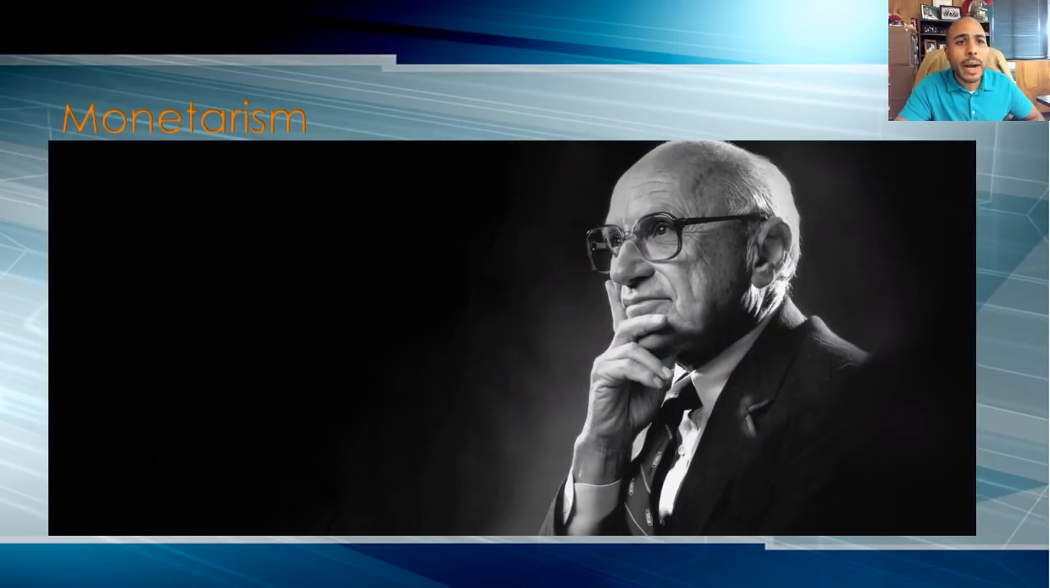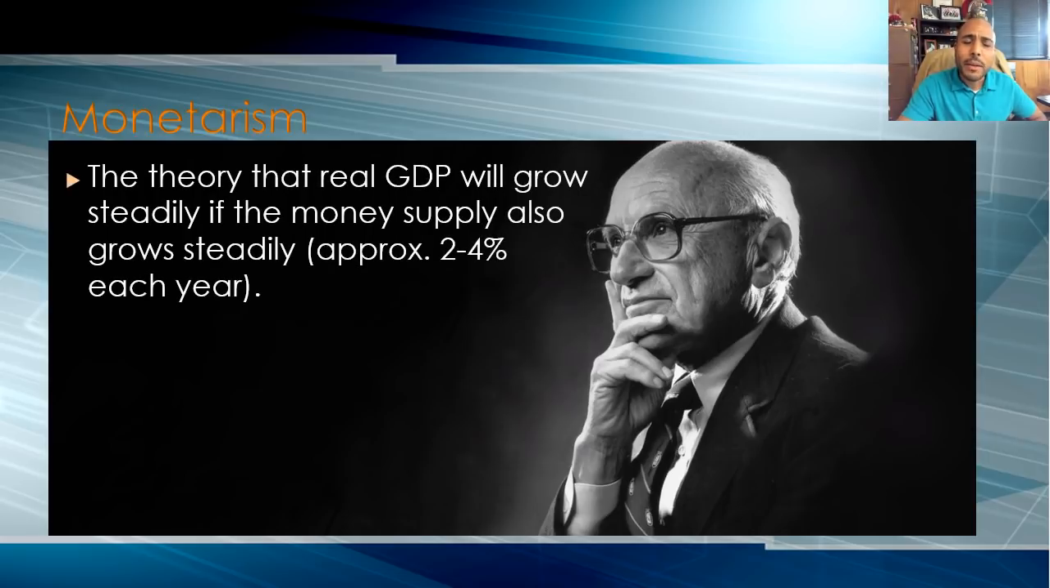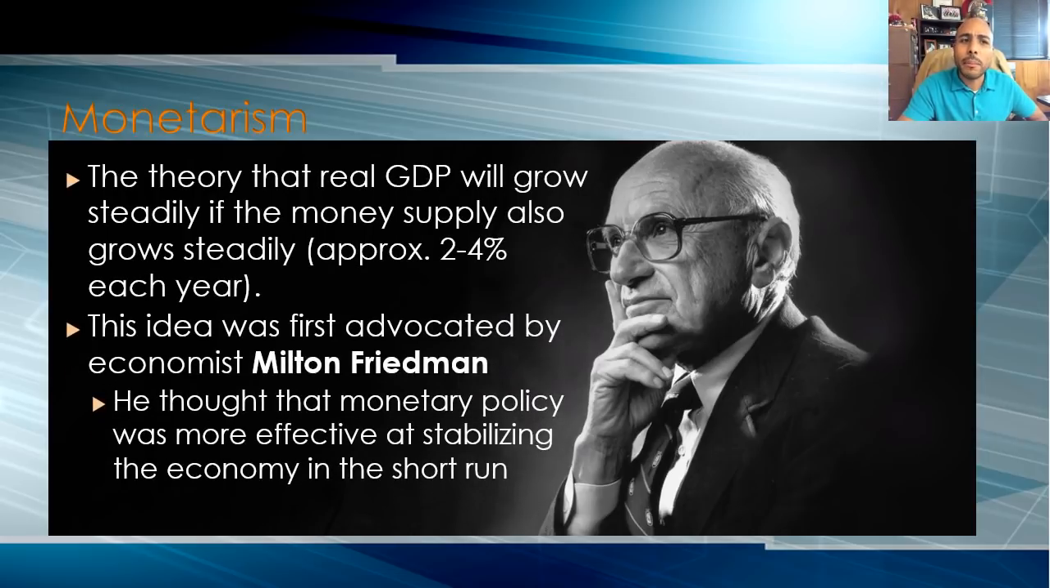All right, now monetarism. Monetarism was invented by this handsome dude, Milton Friedman. Monetarism is the idea that the money supply should grow in proportion to real GDP. So if the money supply grows steadily, then real GDP will also grow steadily. Friedman thought a good rate was about 2 to 4% per year. So keep in mind that it was Milton Friedman, the guy you see here in this picture, that was considered the father of this idea, monetarism.